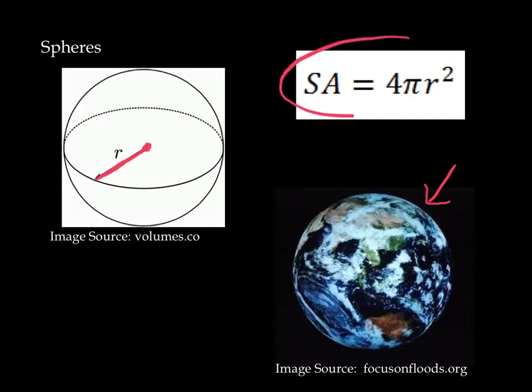The surface area formula is given here. Surface area for a sphere is 4 times pi times r squared.